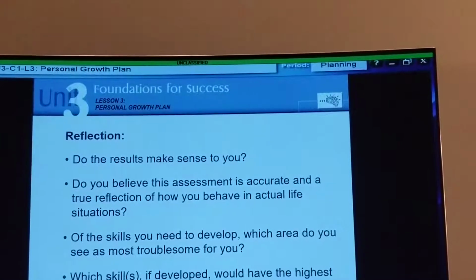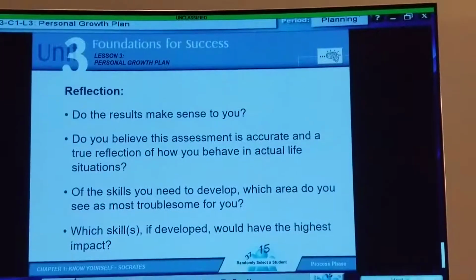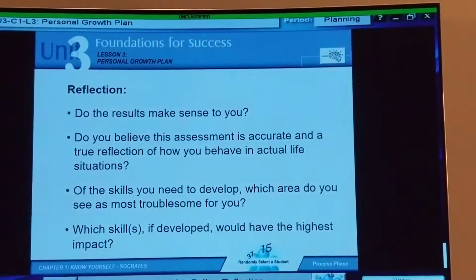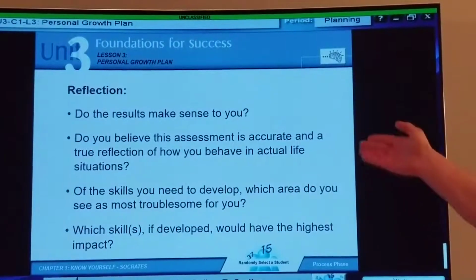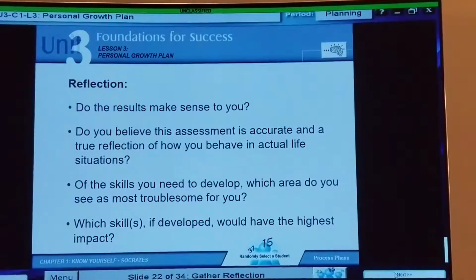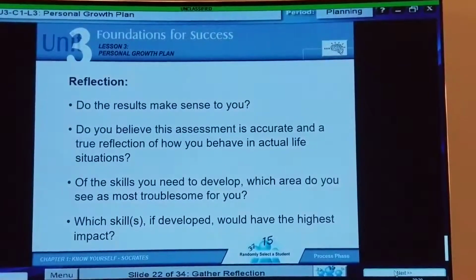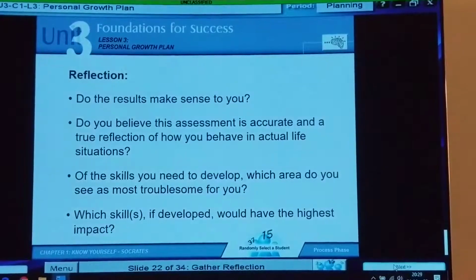All right, so when you're done with the skills map, this is where these questions come into play. Do the results of the skills map make sense to you? Do you believe the assessment is accurate and a true reflection of how you behave in actual life situations? If we do not answer this honestly, then the answer to this is going to be no. That's why I had told you, you have to make sure that when you fill these things out, it's not what you want others to know about you, it's what you know about yourself.